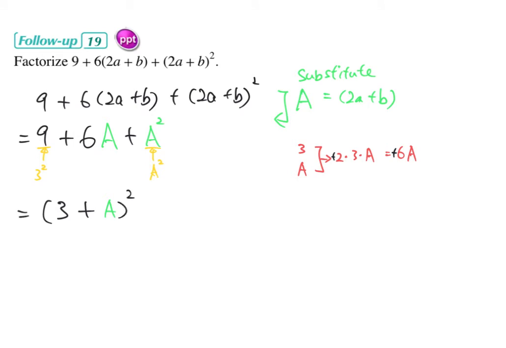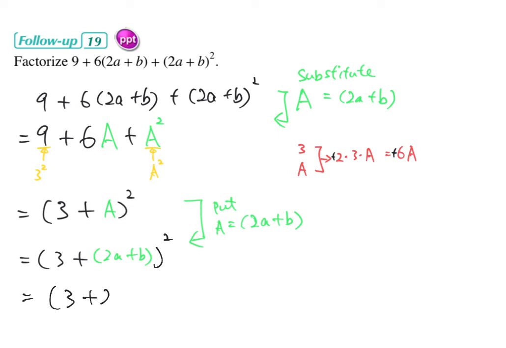And lastly, we put back A as 2 small a plus small b. So the expression will become (3 plus 2a plus b) squared, remember to give it a bracket. Then we break the bracket and see if there is any like term inside. But there is no like term, so this is the final answer.